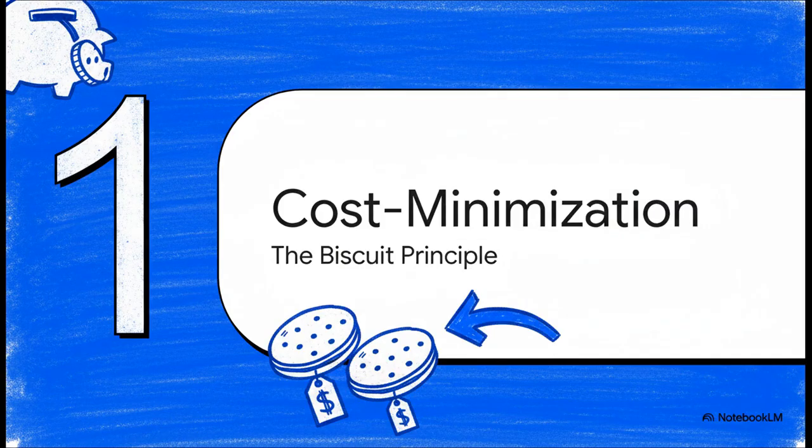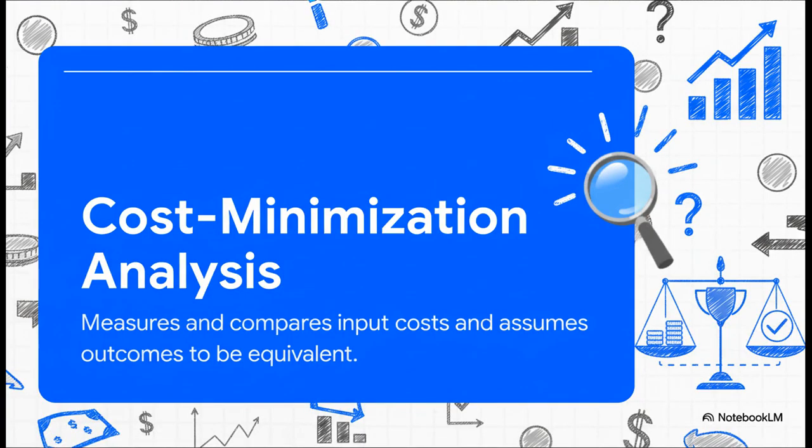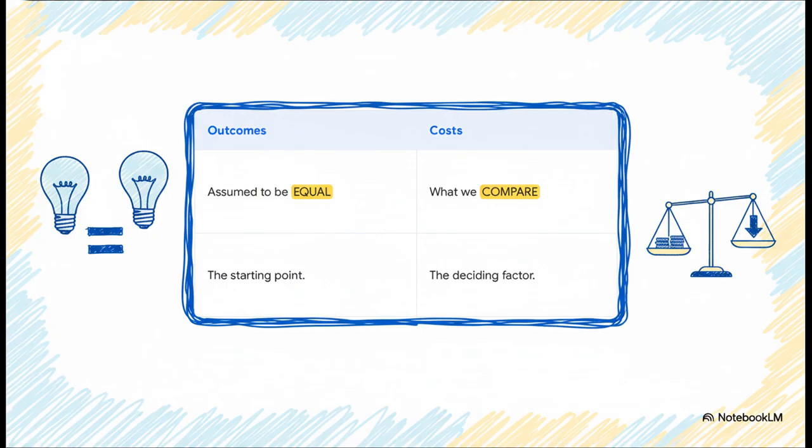So that biscuit principle, as it turns out, has a proper name in the world of economics: cost minimization analysis. It essentially takes that simple, intuitive choice you make in the store and turns it into a structured way to compare different options. Okay, so what is it exactly? Well, Cost Minimization Analysis, or CMA for short, is a tool that's designed for one very specific job. It helps you compare the total costs of different options. But, and this is the big but, only when you can prove that the results, the outcomes, are going to be the same.